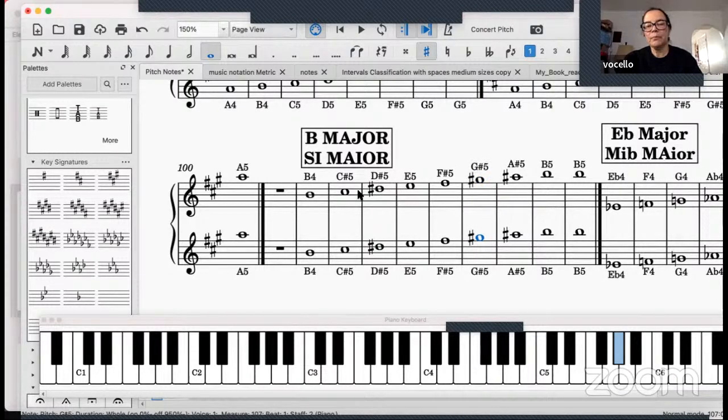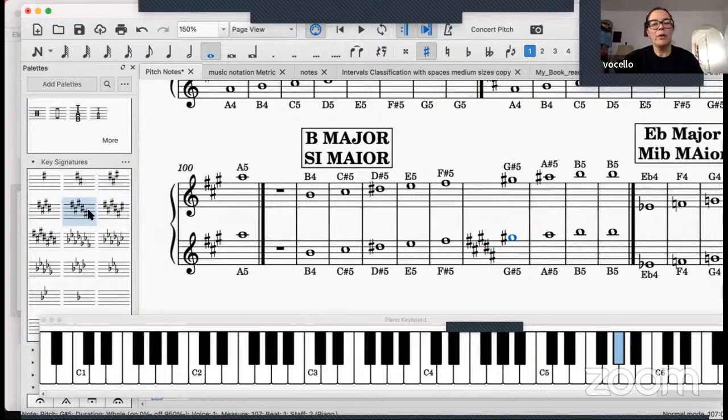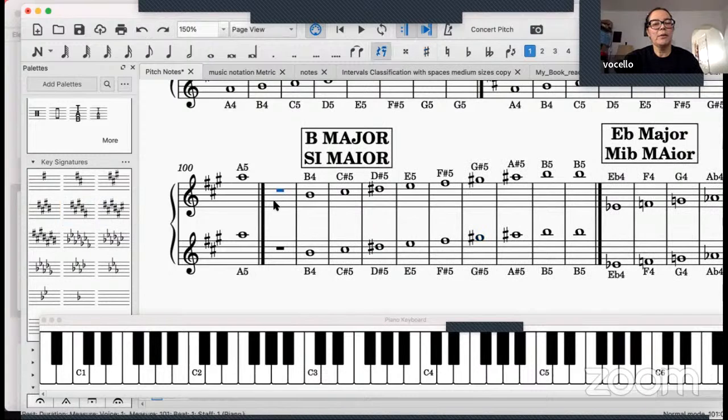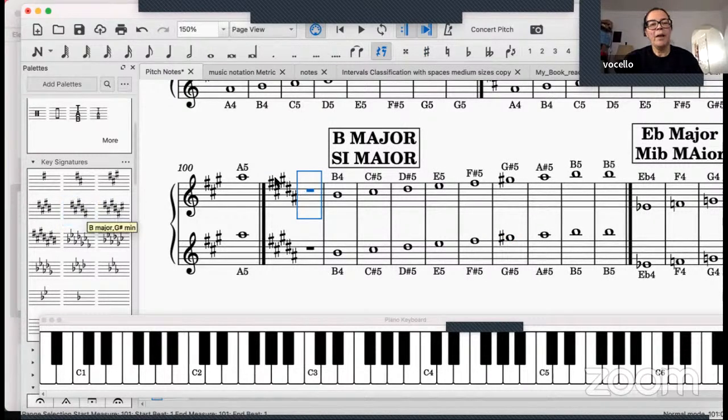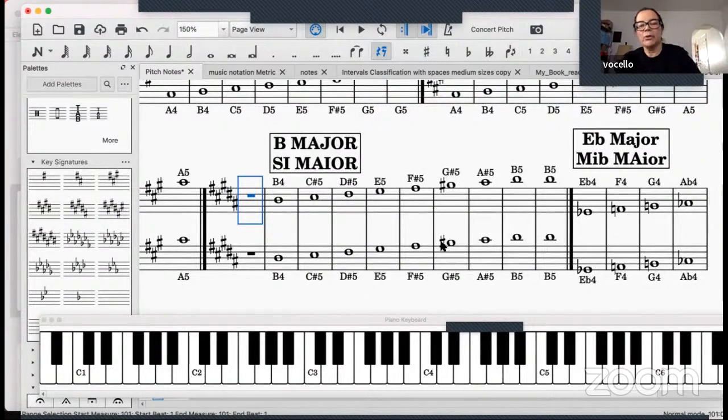So I need to have the pattern: 2 whole steps, 1 half step, 3 whole steps, and 1 half step. And the sharps of B major: Fá, Dó, Sol, Ré, Lá. Oh, sorry. It's here. F, C, G, D, A. And here I do not have to have the accidental because it's on the key signature. When you put it on the key signature, it means any pitch in that clef is going to be F, C, G, D, and A sharps. Let's listen.